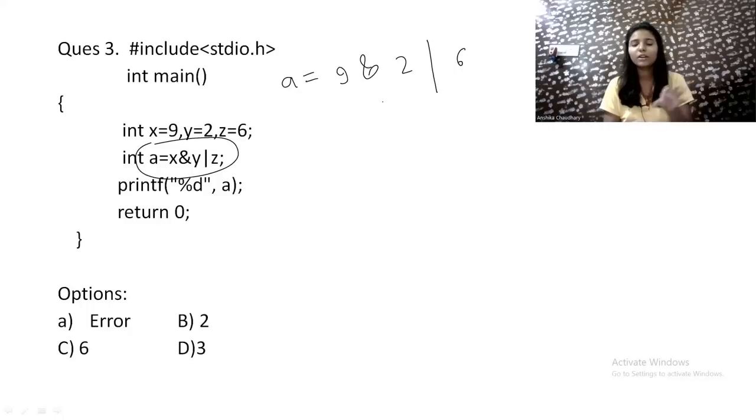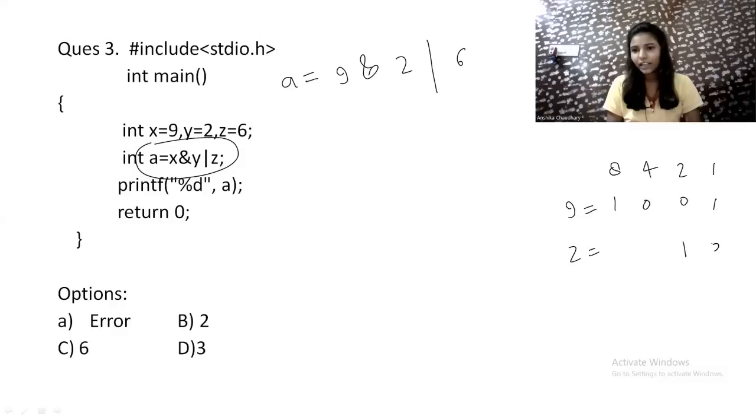Now we have to convert all the things into binary. So I am writing here 8 4 2 1. We have to convert 9 into binary. So to convert 9, 8 plus 1 is 9. So we will make it 1, 1 and others are 0. So this is the binary form of 9. Okay. And for 2, this is only enough. So 1, others are 0, 0. This is the binary form of 2.